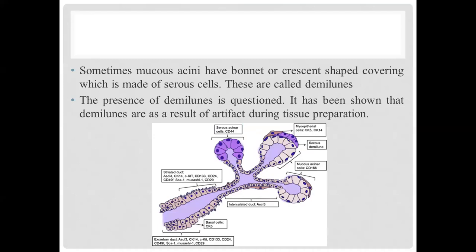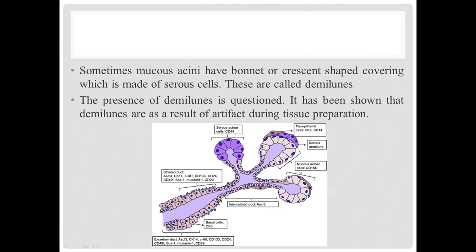So sometimes there's a mucous acini that we have already seen, that is a demilune. Demilunes, that is mucous acini, will be bonnet shaped or crescent shaped, and the covering is made of serous cells. In this picture you can see that this is a mucous cell which is covered by a crescent-shaped serous cell. So this is also called a demilune.